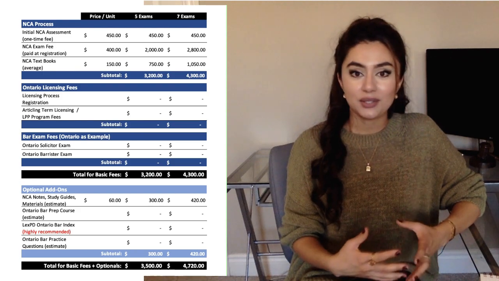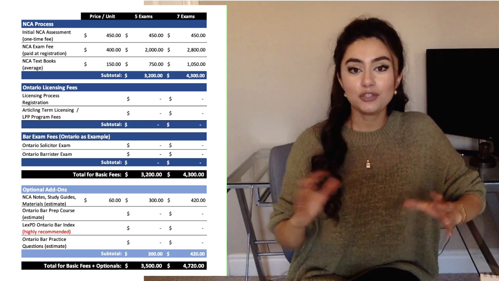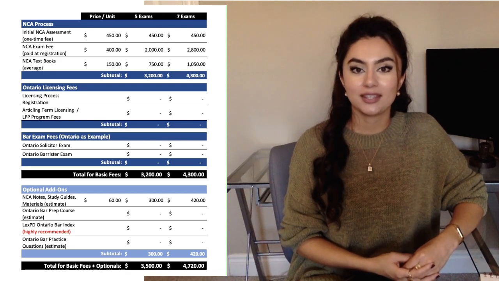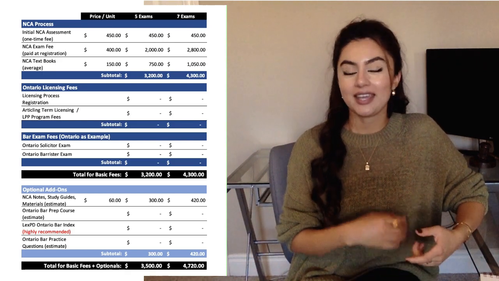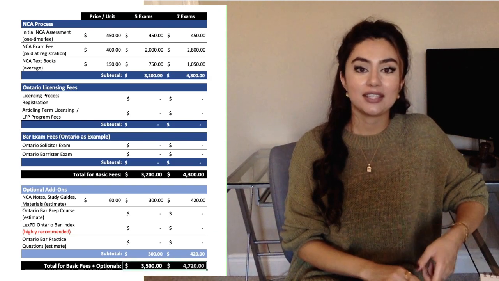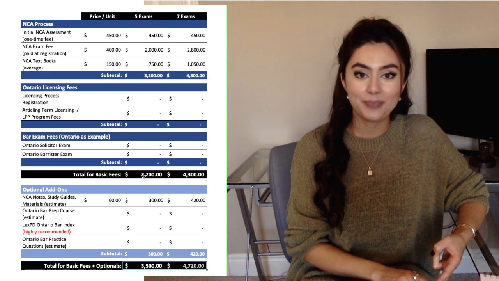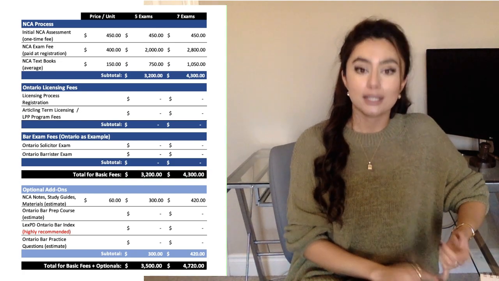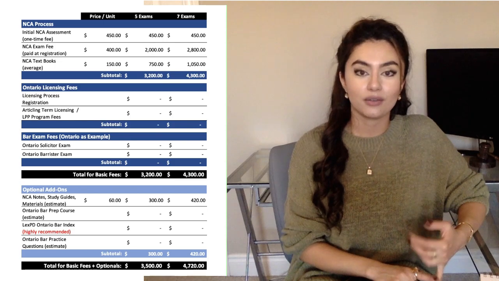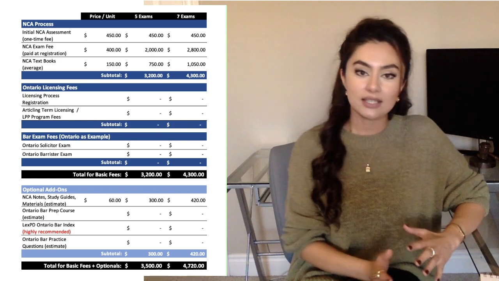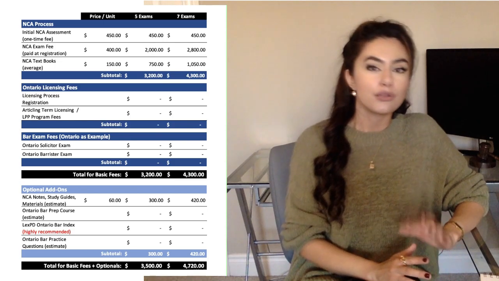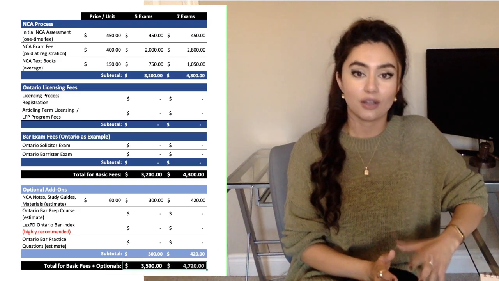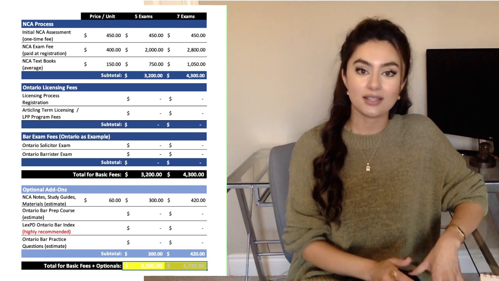And hopefully that gives you a good range of how much you should budget for the NCA licensing process if you're doing 5 to 7 exams. Just to give you a refresher, it's $450 for registration fees, $400 for each exam, $150 for textbooks, and then you're looking at $60 for each course note. So if you're writing 5 to 7 exams, you want to budget for about $3,500 to $4,300 when it comes to the NCA process.